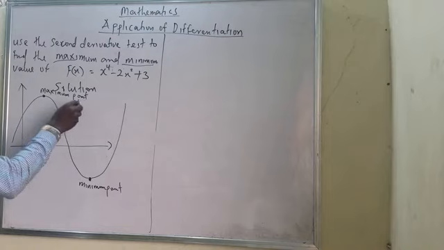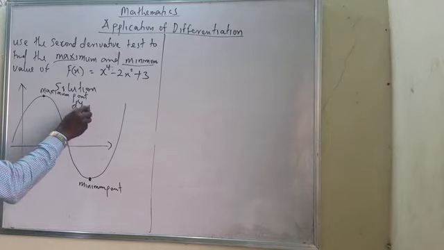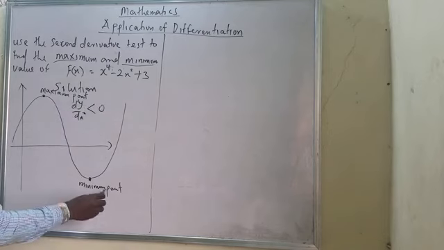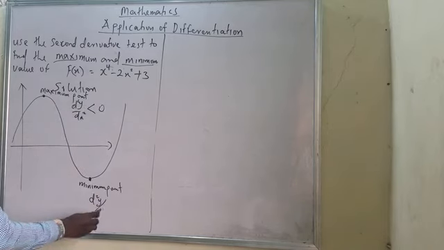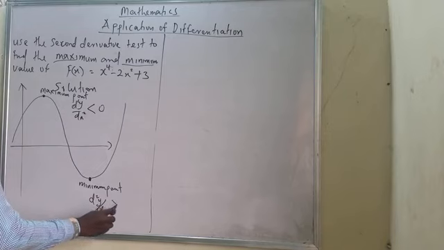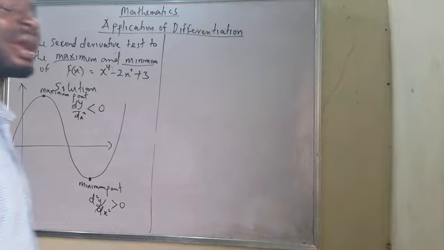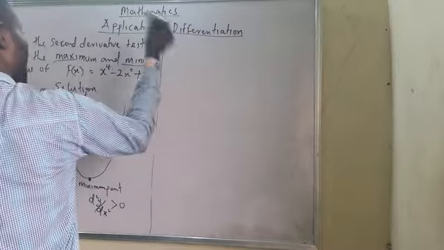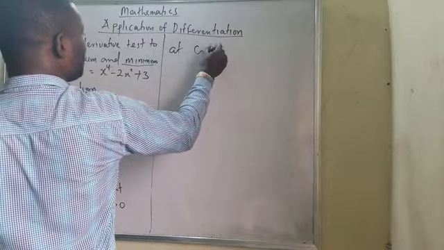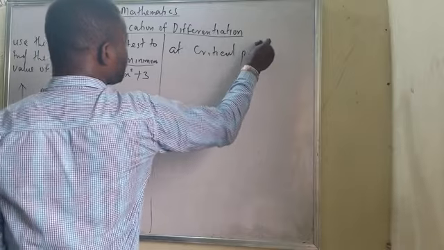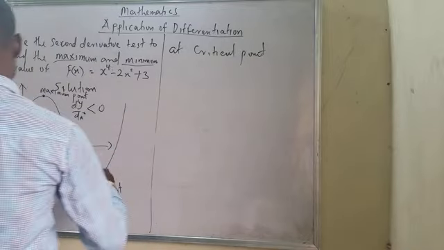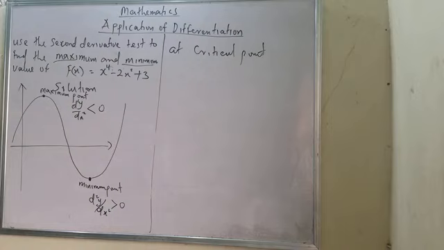d squared y over dx squared, the second derivative, will be less than 0 for a maximum, and greater than 0 for a minimum. That is very, very important. But at a critical point, the story will change; it will turn upside down from what I had before.